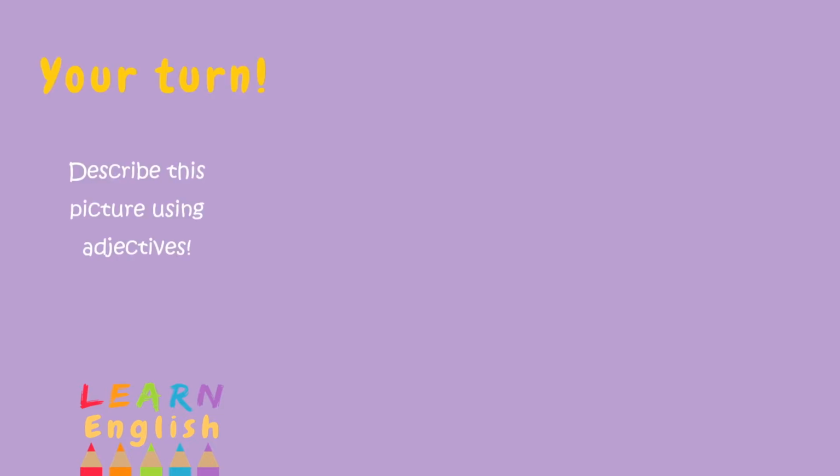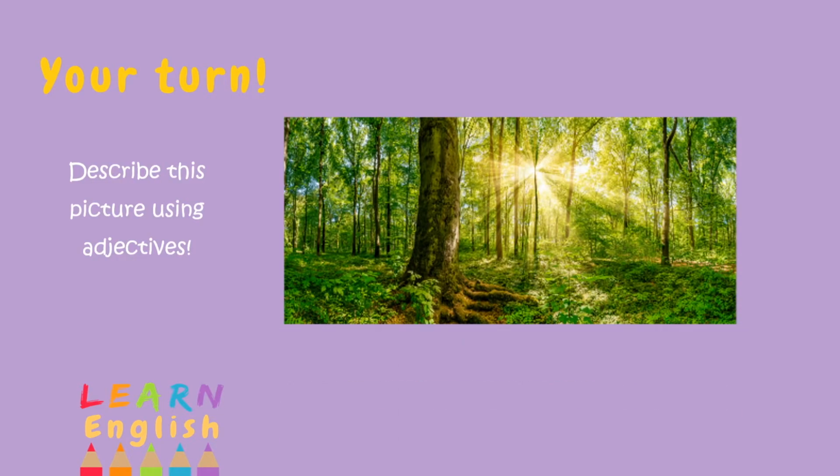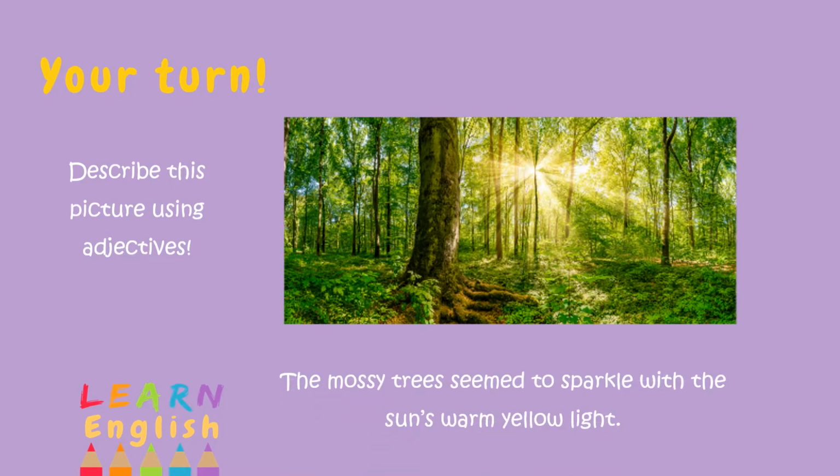Your turn! Pause the video and have a look at this picture and write a few sentences describing it using adjectives, words that describe a noun. Here is the kind of thing you could have said. The mossy trees seemed to sparkle with the sun's warm yellow light. The underlined words are adjectives because they are all describing a noun. For example, mossy is describing the trees, and warm and yellow are describing the light.